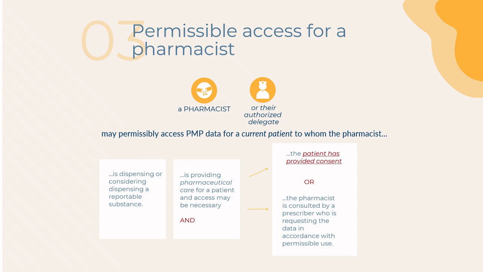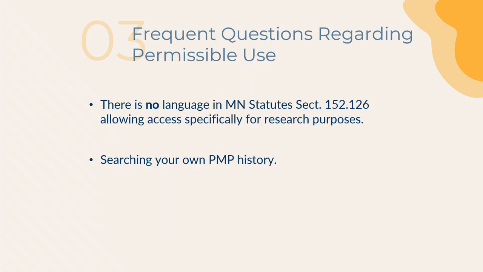For example, a pharmacist is doing a medication consolidation review. They must obtain patient consent. If a prescriber has a question about a PMP report and contacts the pharmacist for advice or guidance, the pharmacist may access the patient's PMP report without consent.